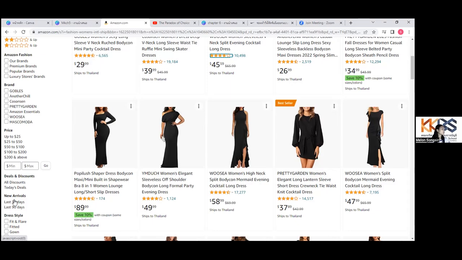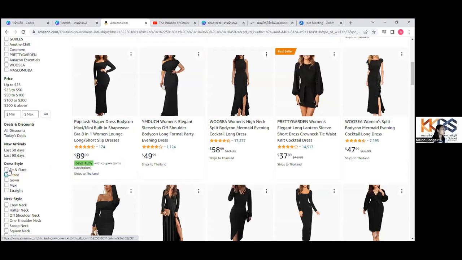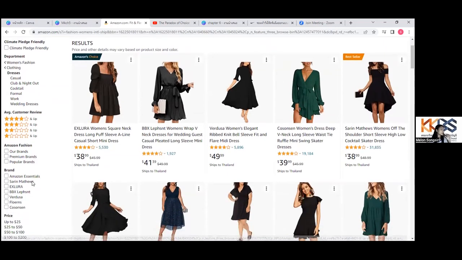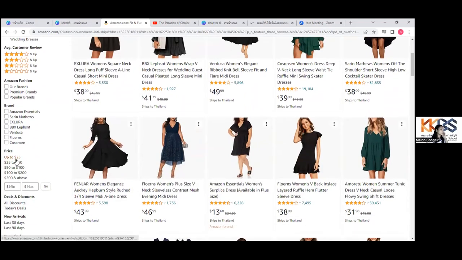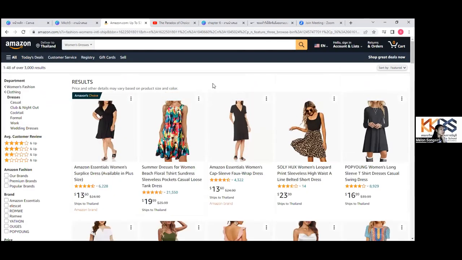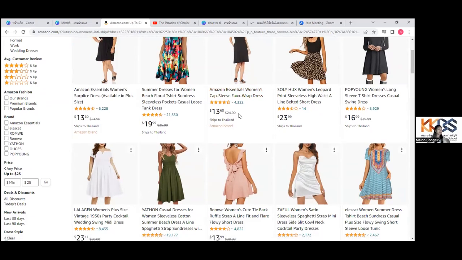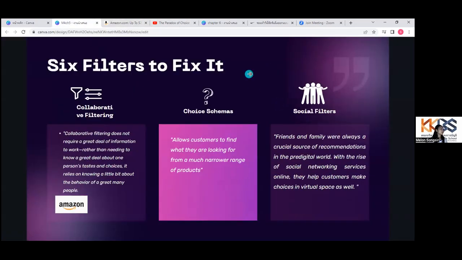For example, the dress style I want. If, for example, I want the fit and flare, and I put it like this, the choices will be fewer, and for the price, maybe I don't have the money, maybe around this one. So the choices will be fewer, and finally you can get your choice. Okay.